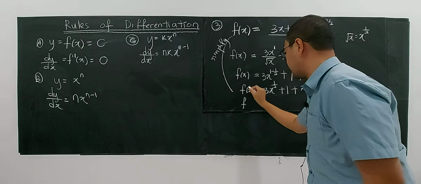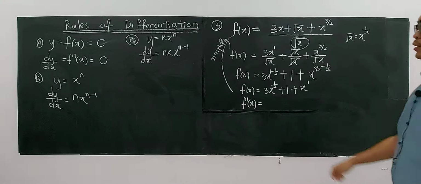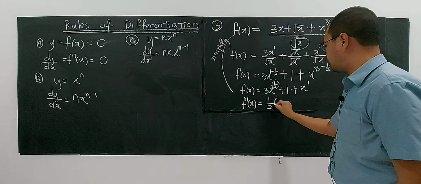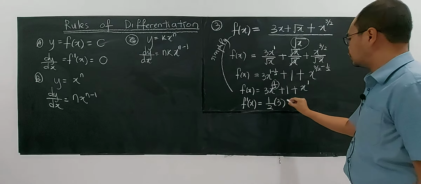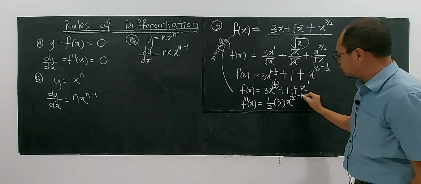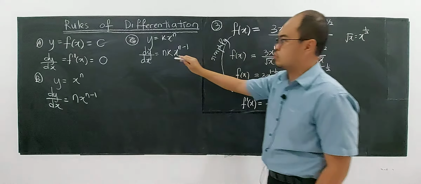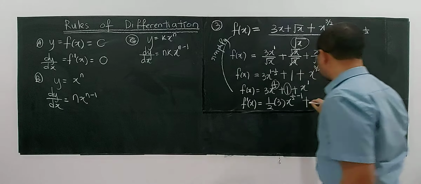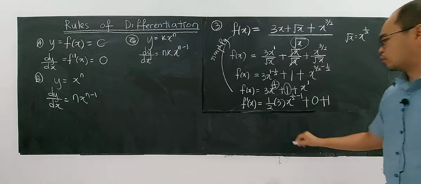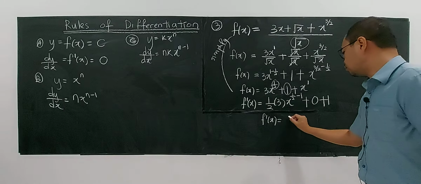For the differentiation, if this is f(x), I can write f prime x, which is the first derivative of this function. So you bring down the 1 over 2, multiply with 3, and for the power of x, 1 over 2, you have to minus 1. And you differentiate a constant. Based on this rule, differentiate a constant, you're getting 0. And you differentiate x, you're getting 1.